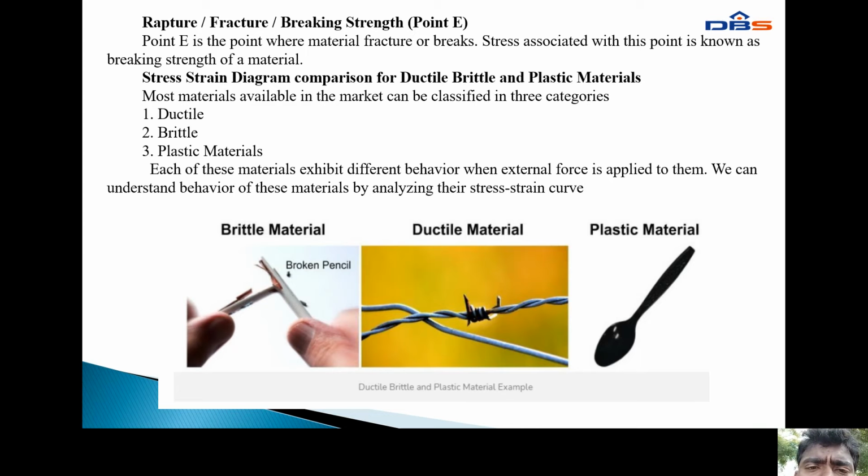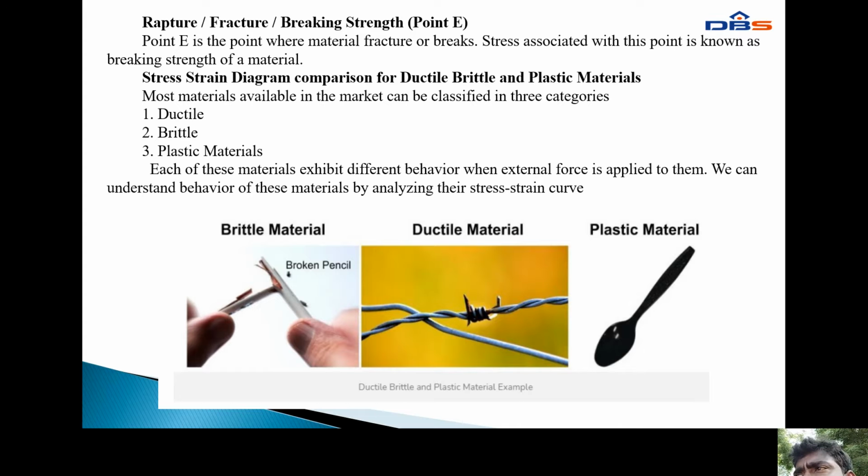Stress strain diagram comparison for ductile, brittle, and plastic materials. Most materials available in the market can be classified into three categories: ductile materials, brittle materials, and plastic materials.